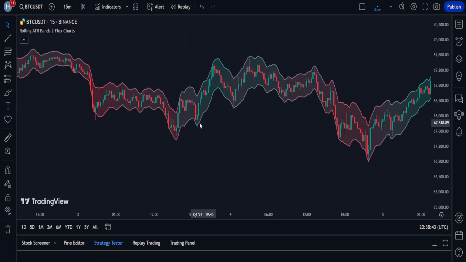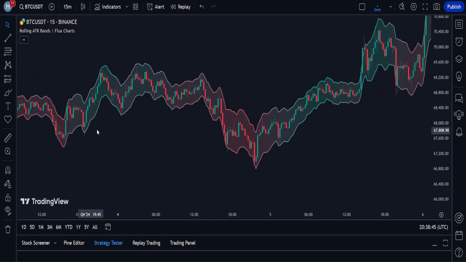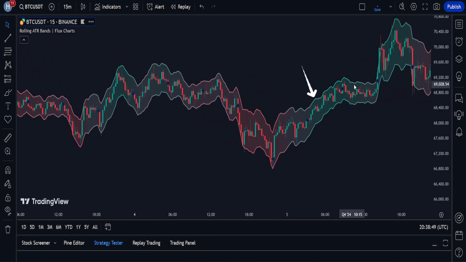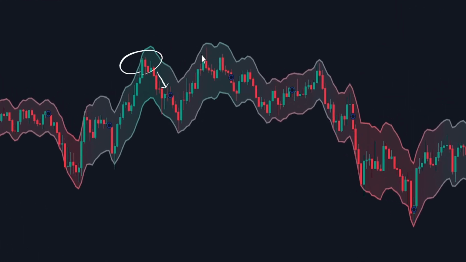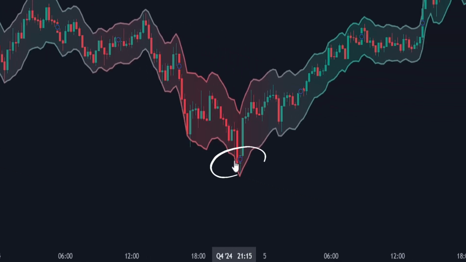Now, here's what makes these bands stand out. They give us dynamic support and resistance levels. In an uptrend, the upper band works as a resistance level, and in a downtrend, the lower band acts as support. It's great because these bands aren't static. They move with the market, making them way more adaptable than something like Bollinger Bands. You can see that usually when the price reaches this band, there is a pause and reversal of the price. Similarly, usually when the price reaches this band, we have a pause and return of the price the other way.